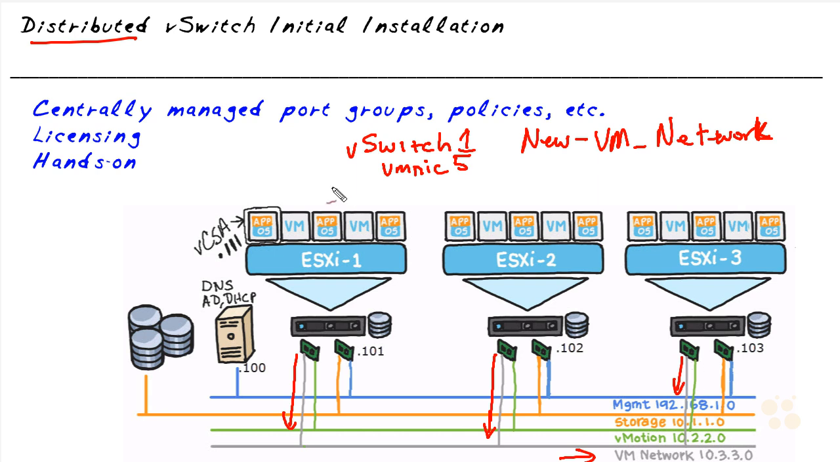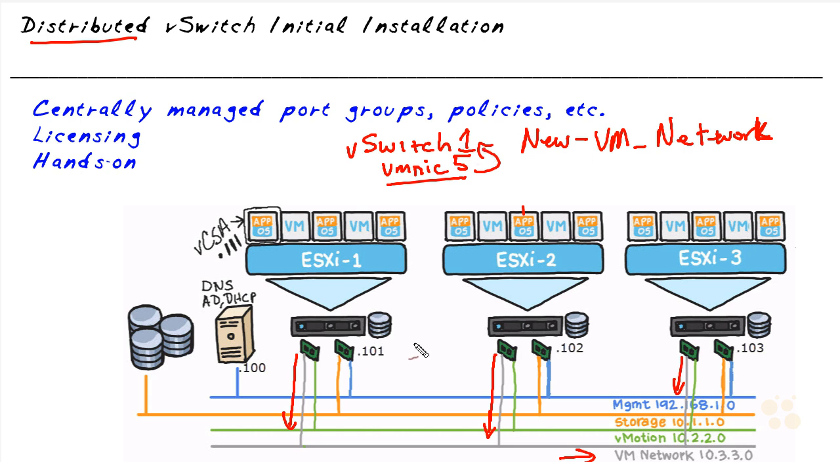Let's create a brand new distributed switch. We'll associate each of the ESXi hosts with that new distributed switch so they can all use it. We'll also associate with the distributed switch each of the ESXi hosts' vmnic5 to use as uplinks. That instead of being associated with vSwitch 1, the standard switch, we'll associate with the new distributed switch.